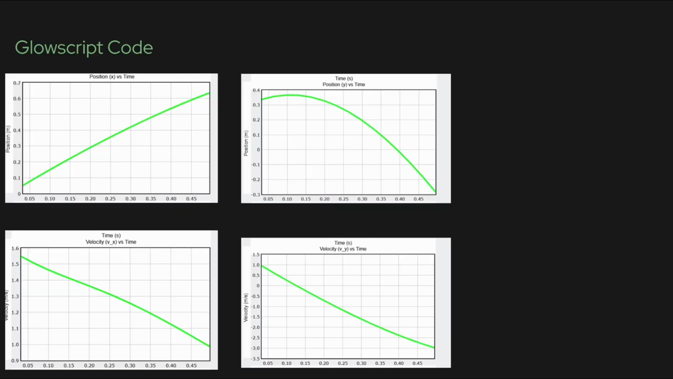Next, I built two computational models in GlowScript. The first model included gravity, updating velocity and position step by step using kinematics equations derived from Newton's second law. The second model added a drag force term that depends on the square of the velocity. By adjusting the drag coefficient, I was able to get the simulated trajectory to closely match the experimental data. Both models used a small time step of 0.001 seconds to minimize numerical error.